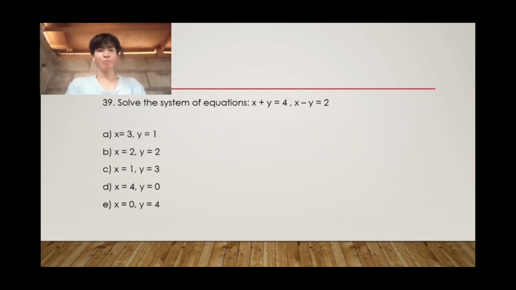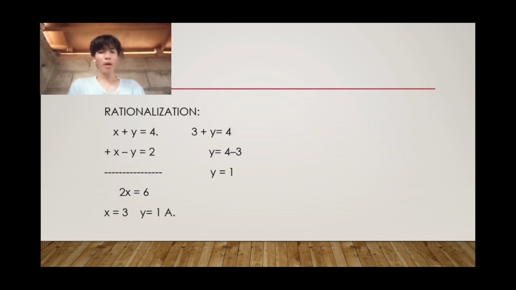Next number. Solve the system of equations. X plus y equals 4, x minus y equals 2. For this one, we're going to eliminate y since they have different signs. So x plus y equals 4 plus x minus y equals 2. That will give us 2x equals 6. And then we're going to divide both sides by 2. So the correct answer for x is 3.